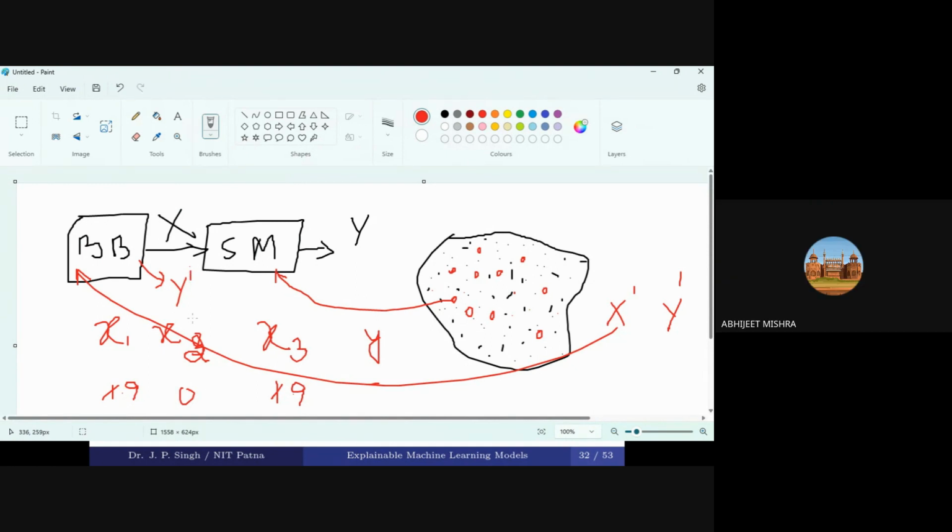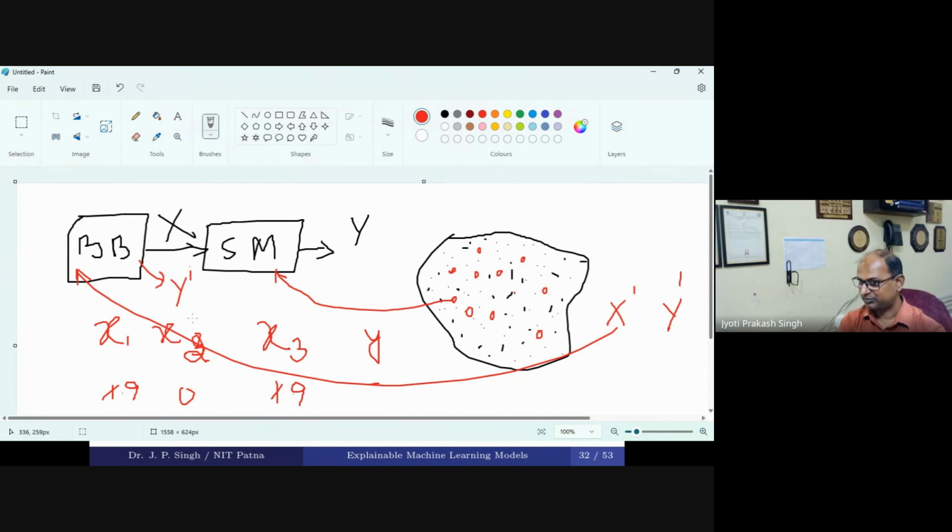I have got X, I need to have Y also. So in the normal course of action, annotation is done manually by someone. Now I'm not going to do it manually because we do not have resources for that. So what we do is give this X prime to this black box model. This black box model will give me some output. That output is now given as a label to this X prime. And now my data set is created.